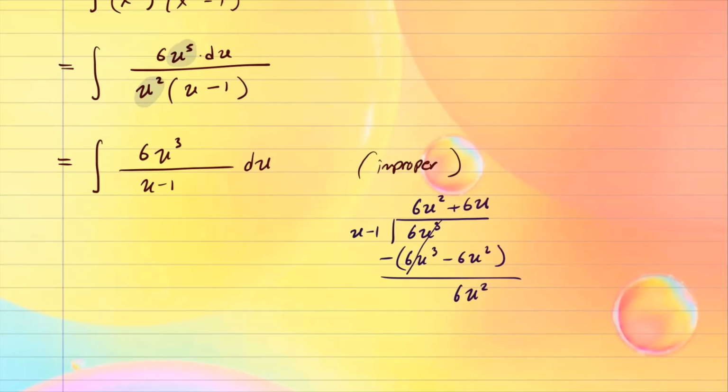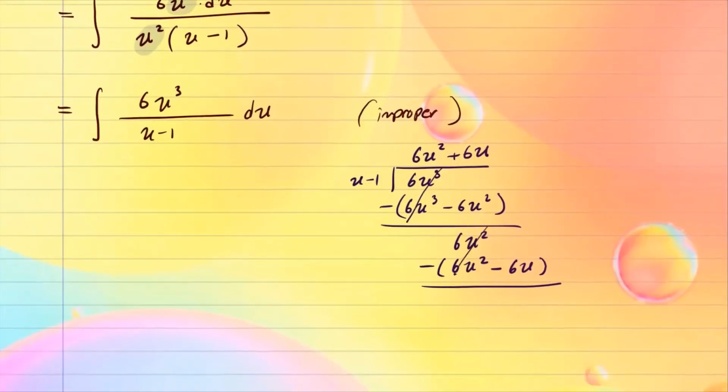So 6u, now we repeat the process. 6u times u gives us what? That will go on the denominator side right here. So that will be 6u squared. And then 6u times -1, that's negative 6u. And then we subtract away everything. These cancel, as always, and then negative 6u, that's positive 6u. And now we repeat, we need a plus 6 because 6 times u will give us 6u, and then 6 times -1, that's -6. Then we subtract away everything.